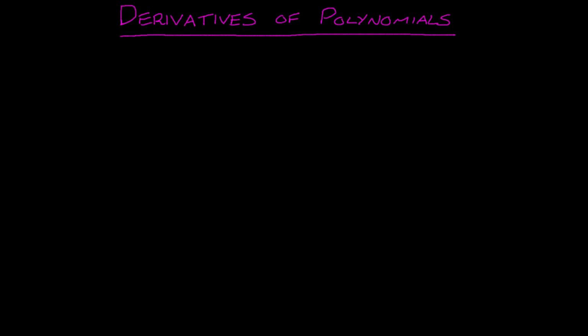Hi guys, so in this video we're going to take a look at derivatives of polynomial functions. And we'll jump straight in with a couple of examples. So let's consider the function f of x equals x squared. That gives us that the function at x plus h is equal to x plus h squared, which equals x squared plus 2xh plus h squared.